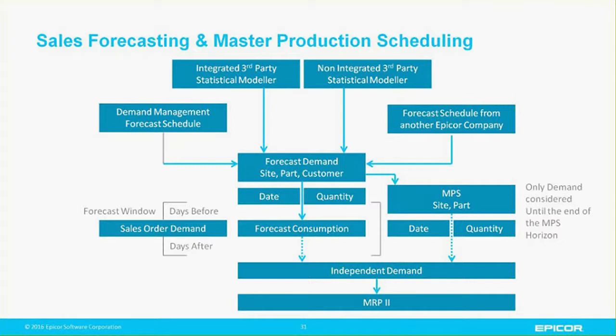Unlike forecast, MPS demand is not consumed by sales and dependent demand. In fact, these sources of demand are not taken into consideration when an MPS has been defined. MPS is the only demand considered by MRP2 out to the limit of the MPS data horizon. Outside this date, any imbalance between the MPS-driven supply and actual demand is corrected through the MRP process.